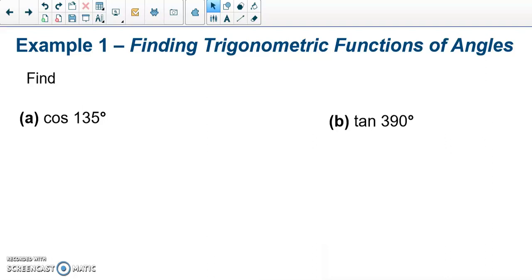Section 6.3, example 1, A. We need to find cosine of 135 degrees. So how do we do that? To find cosine of 135 degrees, we need to find its reference angle. And later on, on the next slide, we're going to explain in detail what that means.